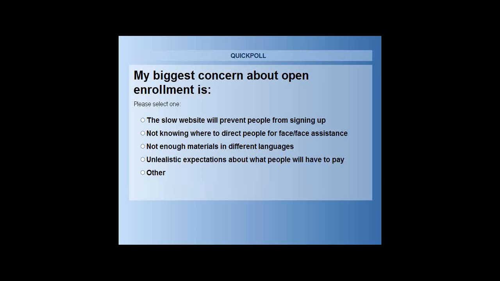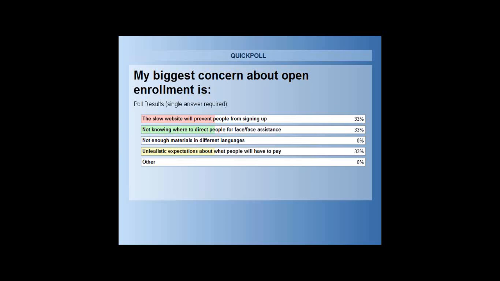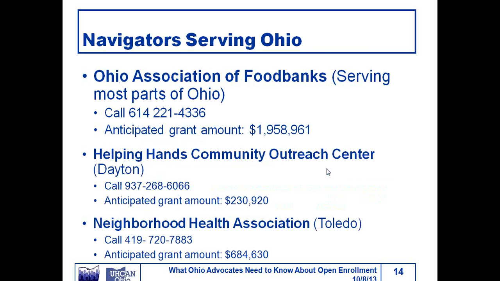Looks like it's about a 33% split between the first 2 and the last one. All right, thank you for taking that. I'll share the results so you can see them. So it's about a 3-way split between the website concerns, not knowing where to get face-to-face assistance, and unrealistic expectations about what people need to pay. Thanks for sharing those opinions with us.